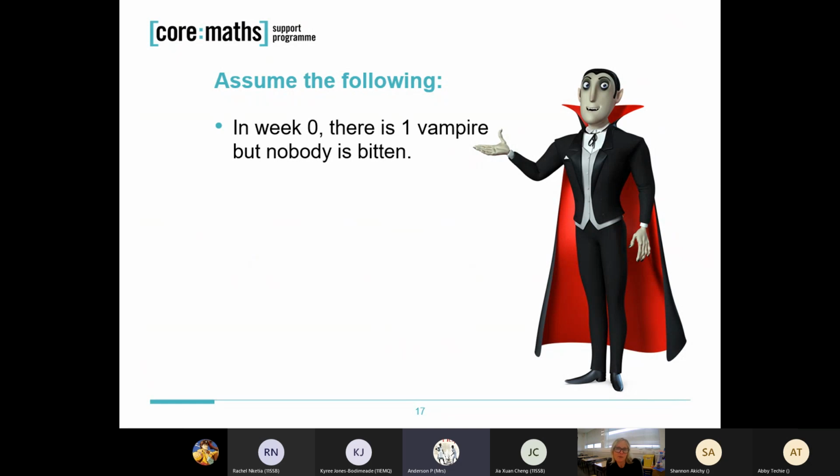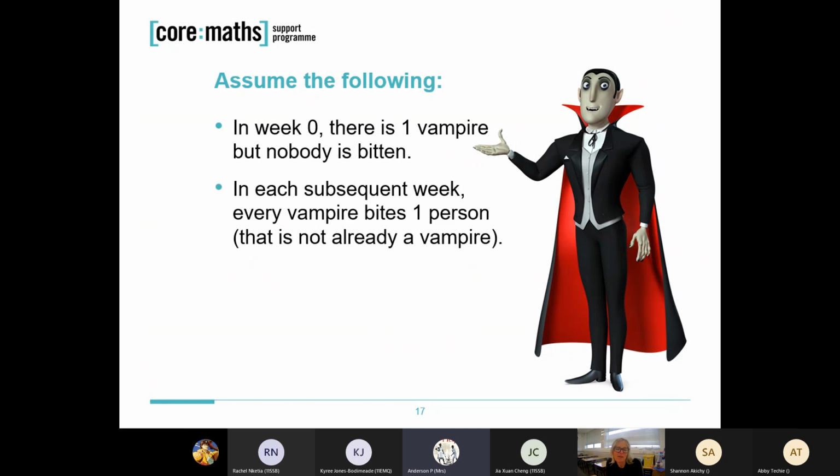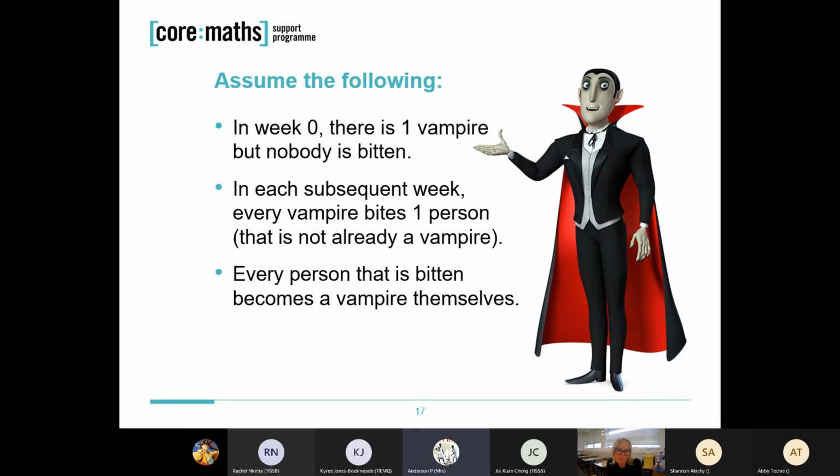So we're going to start with week 0 because we're going to do the first 8 weeks. So in week 0, there is only one vampire, but the vampire's got nobody to bite, okay? So in each subsequent week, we're going to say that every vampire bites one person who isn't already a vampire and obviously turns them into a vampire. Every person that is bitten becomes a vampire themselves, and vampires only come out at night, so they will never die. So these are our assumptions. So our vampire population can only grow, it can't ever deplete.